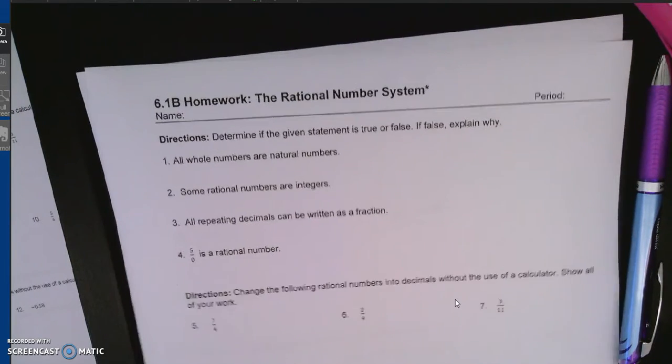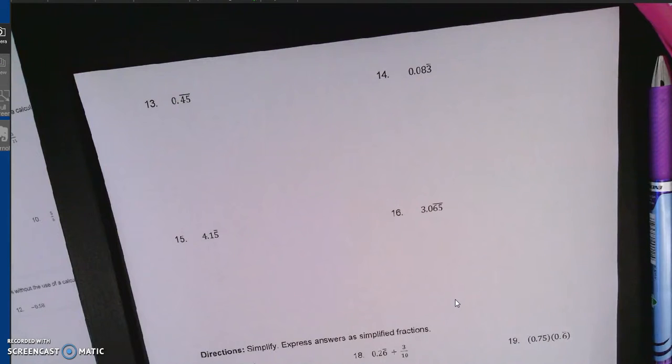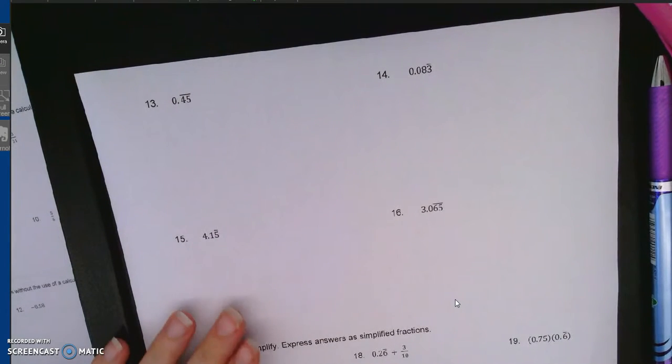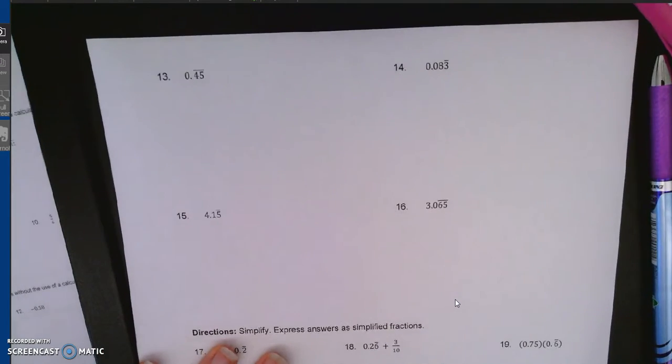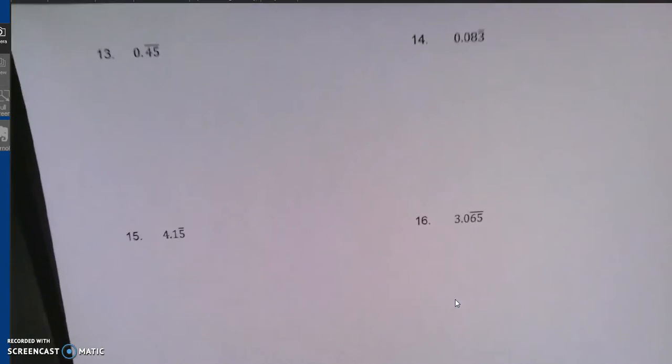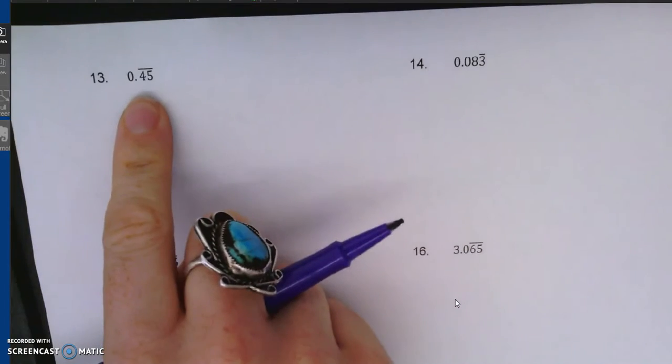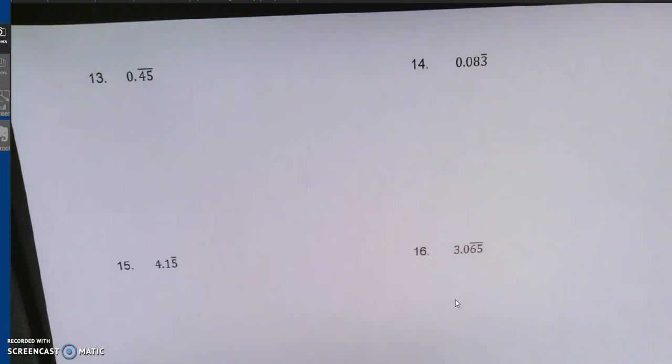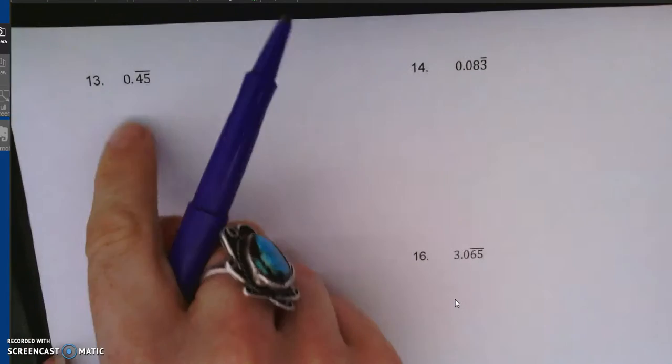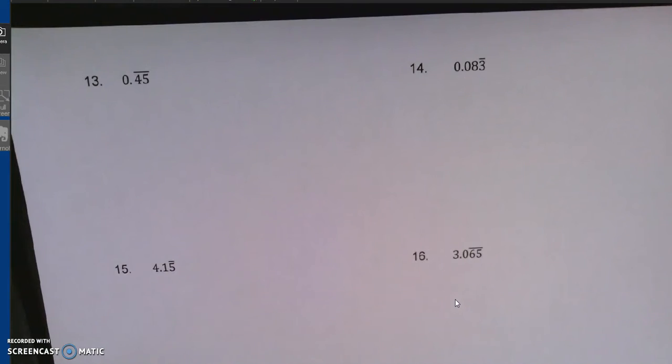So let's take a look. I know some of you might be confused on 13, 14, 15, and 16. So remember, we're going to want to use an equation to rewrite these, although some of them we may be able to use our slick trick. Remember, you can use your slick trick of over 9s if all the digits after the decimal point are being repeated, like 0.45 repeating. All those digits after the decimal point are being repeated.